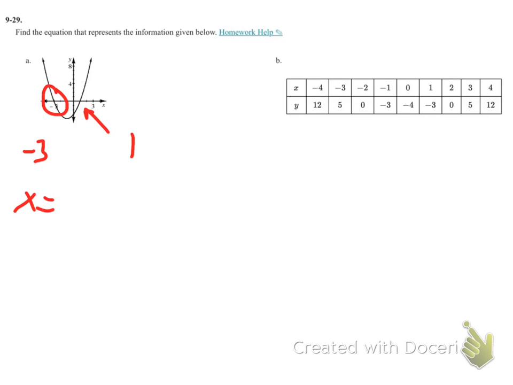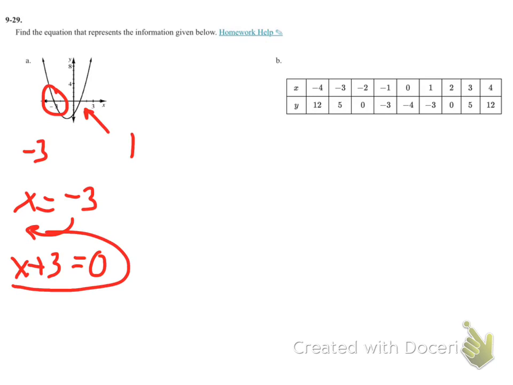So if x equals -3, if I think of using the zero product property in reverse, I would move the 3 to that side and get x plus 3 equals 0. Using this, if I did zero product property, I would get that as my solution. So that means x plus 3 is a factor.